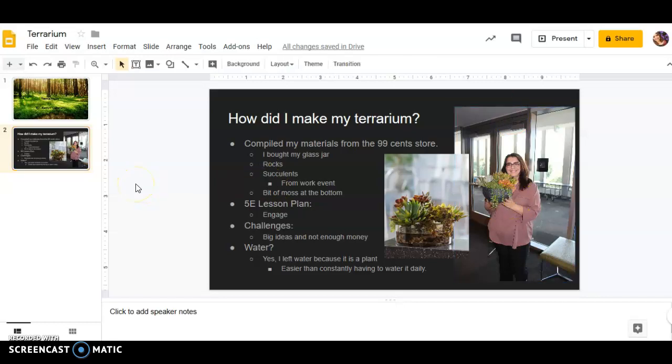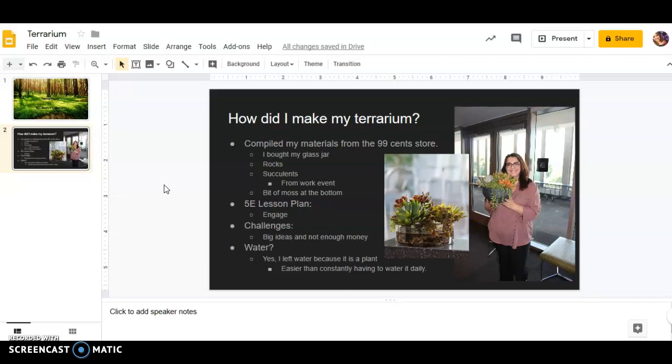And I have a bit of moss at the bottom, which is why I also decided to include a bit of water. For my 5E lesson plan, I chose to use Engage because I feel like having the opportunity to actually make your own terrarium and kind of talk about it like I'm doing now is engaging, and it allows for creativity to flow.